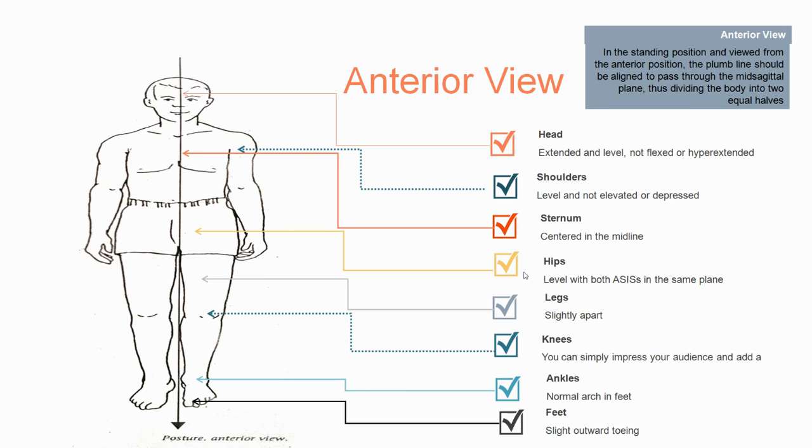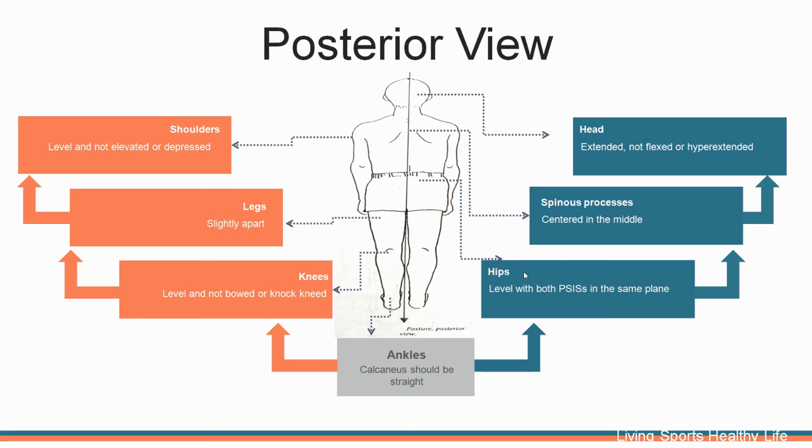Ankles: normal arch in feet. Feet: slight outward toeing. Next, the posterior view. In the standing position and viewed from the posterior position, the plumb line should also be aligned to pass through the mid-sagittal plane of the body that divides the body into two equal halves, as we can see in the figure. The following body segments listed should be aligned as follows.